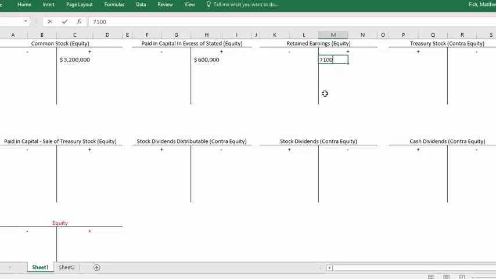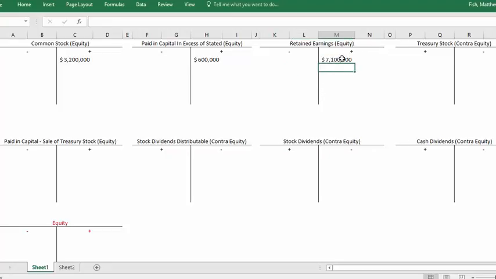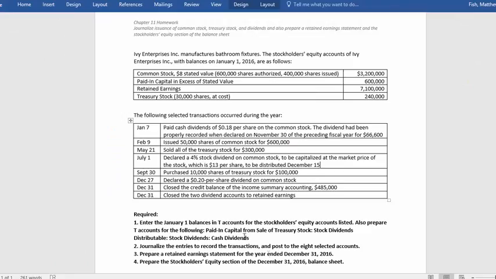It's $7,100,000 for the retained earnings. And then we had some treasury stock, and notice treasury stock is a contra equity account, so I would actually put it on the normal balance side of the debit. So we would have $240,000. So that's all that you're required to do for the first requirement.